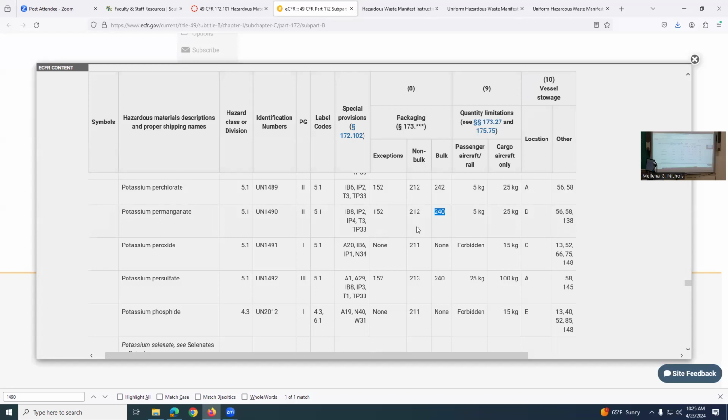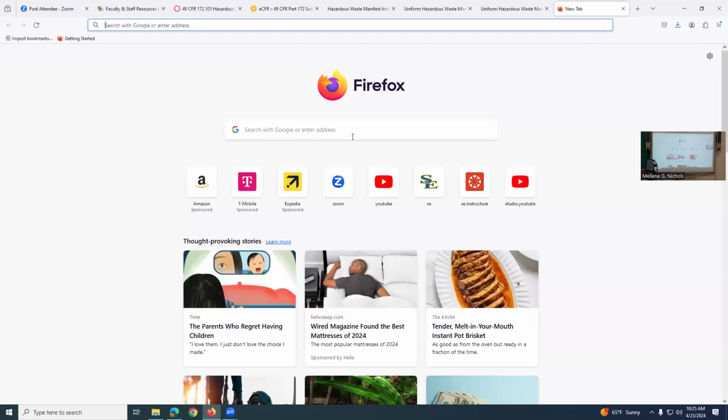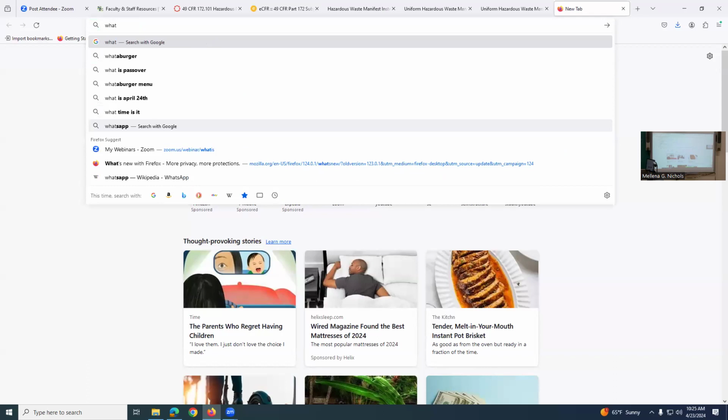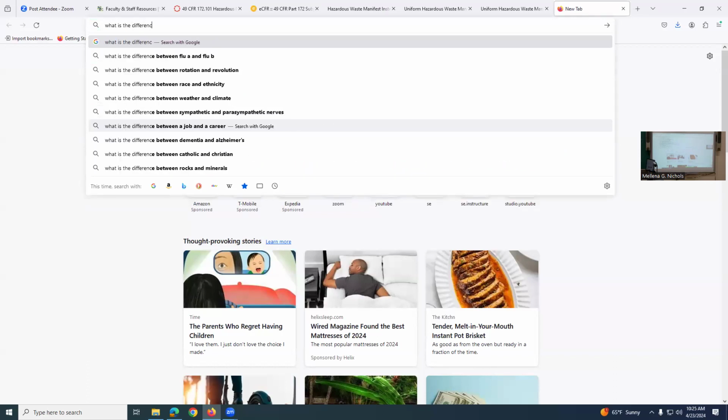Okay, what's the difference between the non-bulk and exceptions? You said bulk would be if it was by train or... right. Let's look it up.